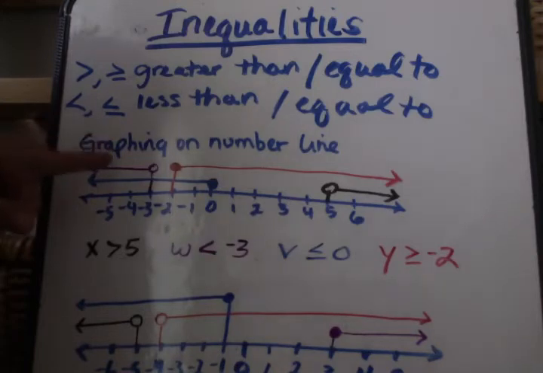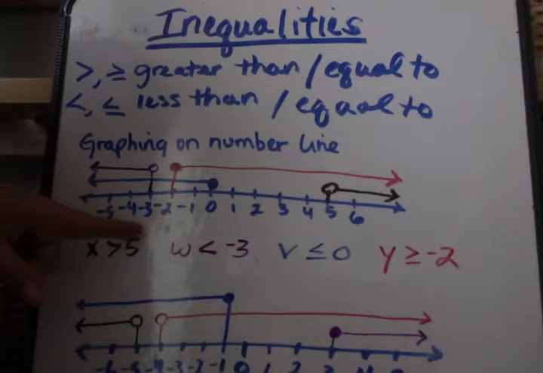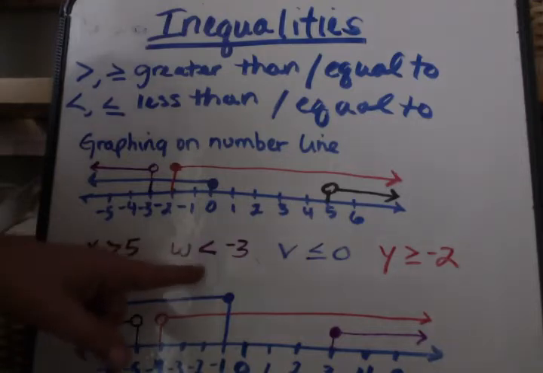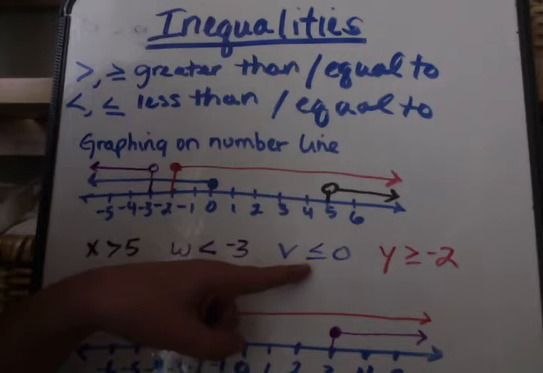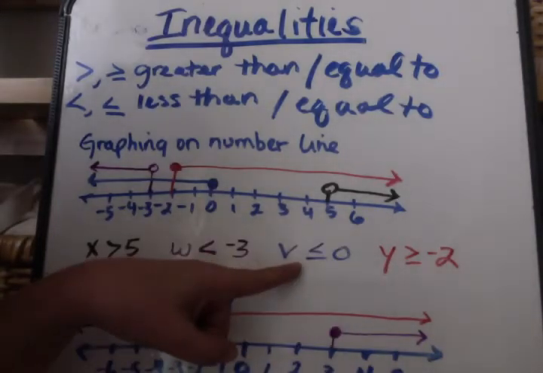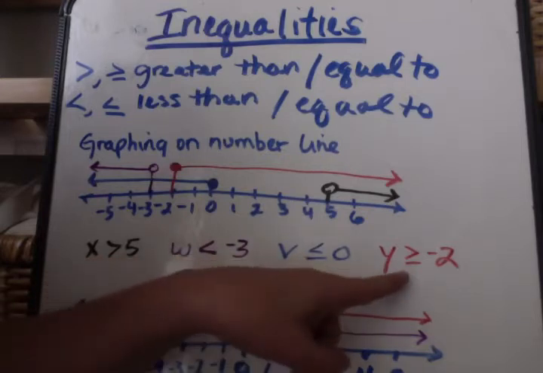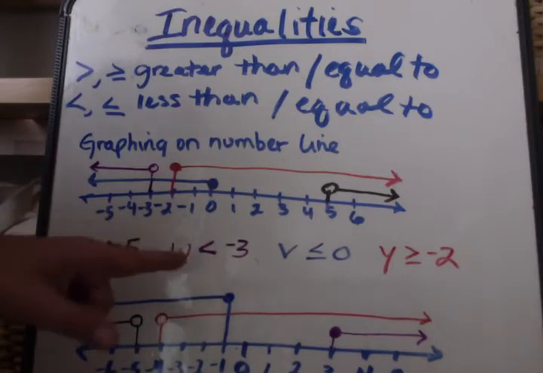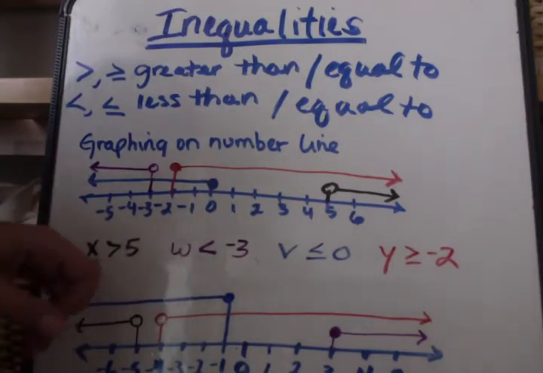One of the first things we're going to do is basic graphing on a number line, to see what some of these equations look like. I have three equations here. X is greater than 5. W is less than -3. V is greater than or equal to 0. I'm sorry, V is less than or equal to 0. And Y is greater than or equal to -2. We're just going to graph the range of numbers that make each inequality true.